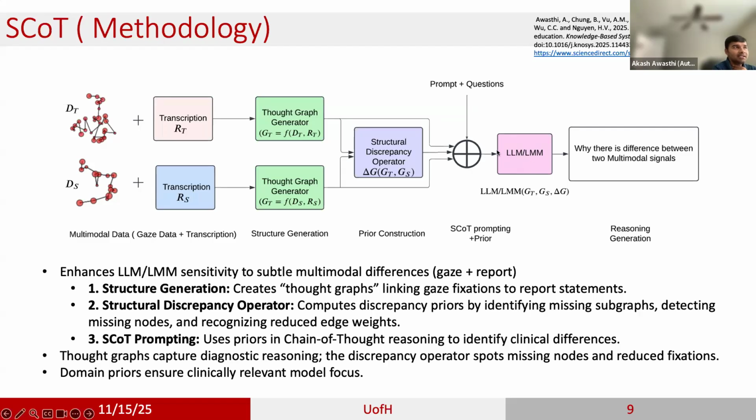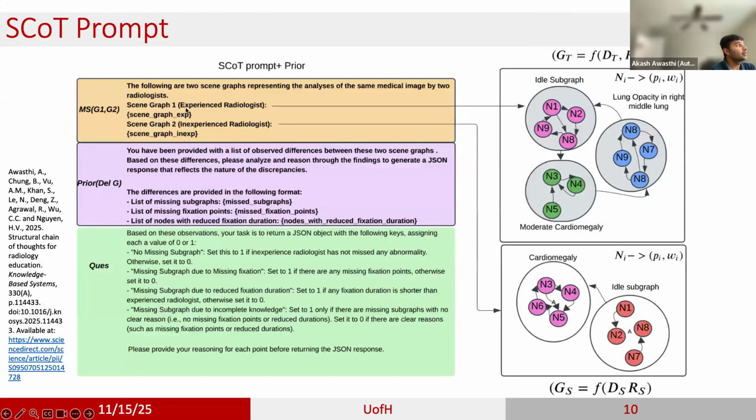So just this kind of prompting strategy enables the LLM to do deep reasoning because of the nice structure and the prior we present to it. So how does our prompt look? If you see this, this is the graph. This is how we generate the graph. This is a thought graph we create.